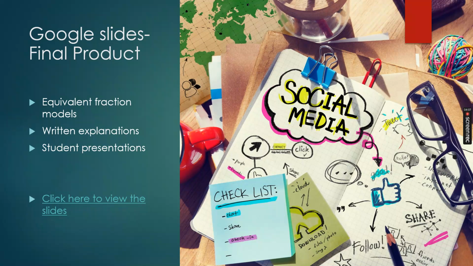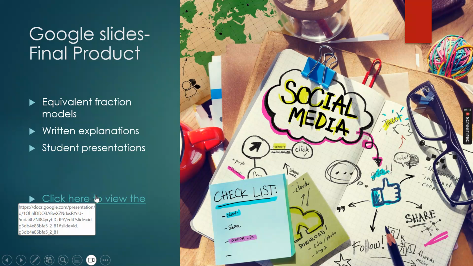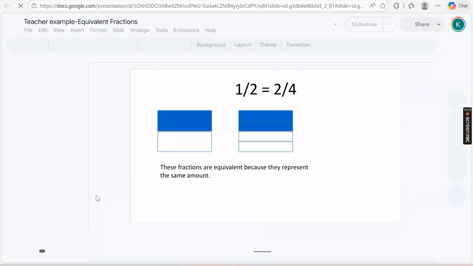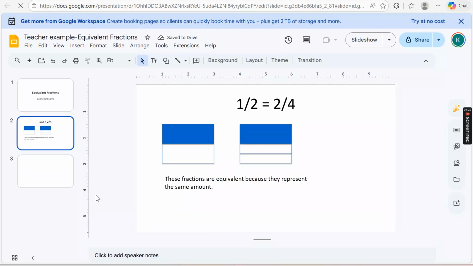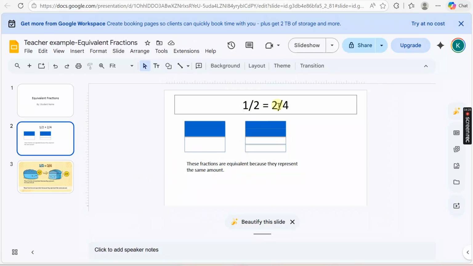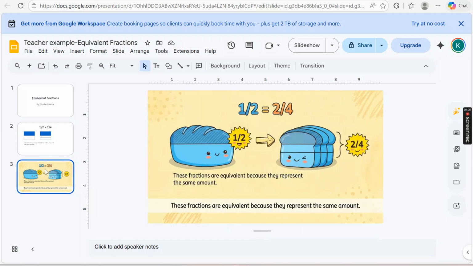Google Slides, I used a teacher-created model since we can't use student work, but students created visual models and explained why the fractions are equivalent. So this is the example I gave students. I took a fraction, 1/2 is equal to 1/4. I used shapes to draw out the pictures, and then I beautified the slide and added it into a cute little bread slice. And it says these fractions are equivalent because they represent the same amount.